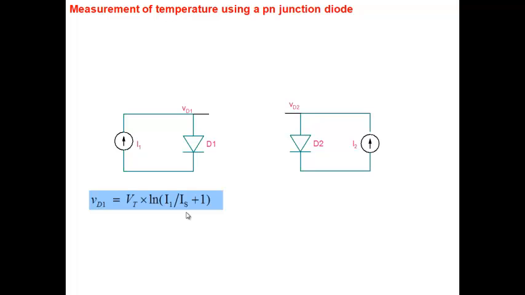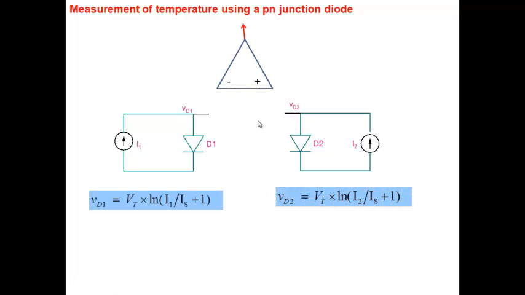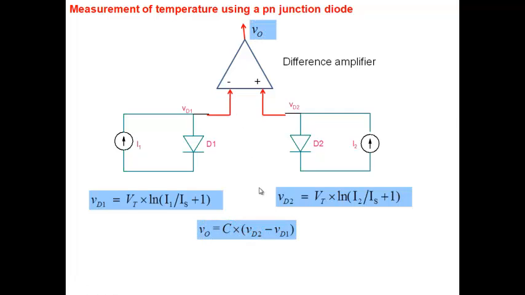So I use I1 and I build VD1 here. I use another current I2 and the same circuit, same diode here. We put VD2 here, and then we get VD2 is VT ln(I2/IS) plus 1. And then what do we do? All of you are familiar, maybe take an op amp. I'm not showing the whole thing. Make a difference amplifier, connect it up here, and you get a V0, and V0 will be (kT/q) ln(I2/I1) times T.